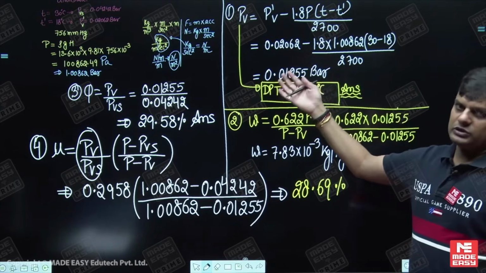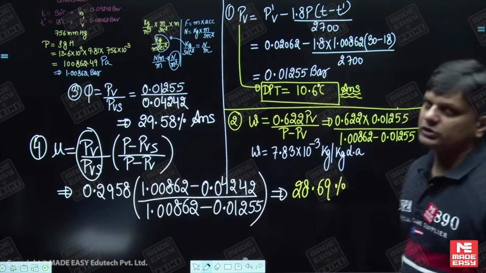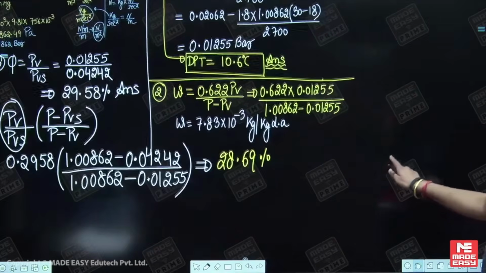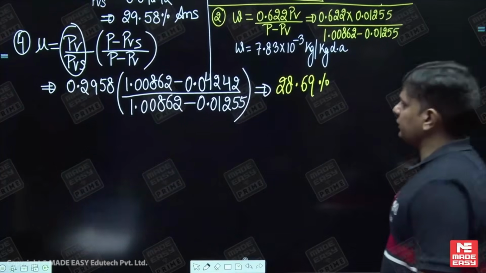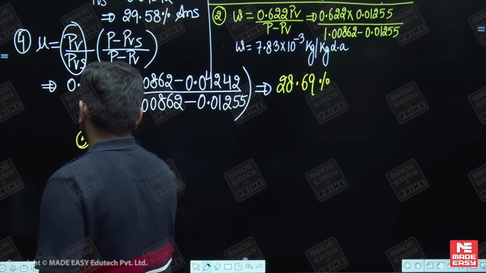So these are the values of different possible objective questions: dew point temperature, partial pressure of water vapor, specific humidity, relative humidity, degree of saturation. Next factor they can ask is the enthalpy of moist air. So we will calculate the enthalpy of moist air also.